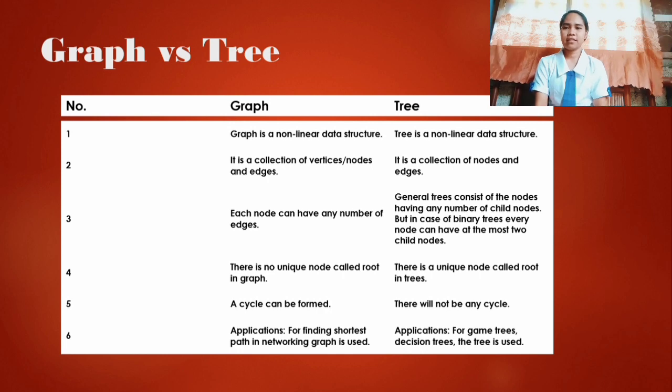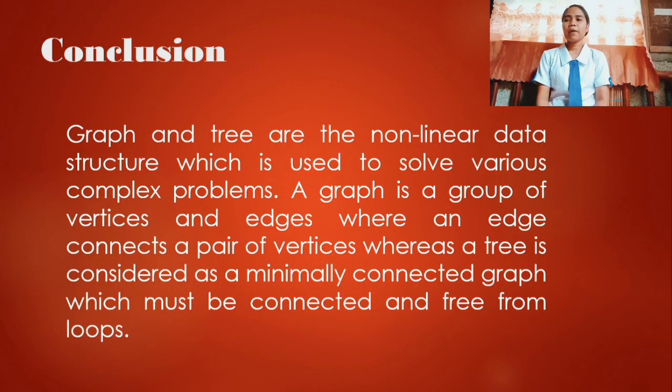Conclusion. Graph and tree are nonlinear data structures which are used to solve various complex problems. A graph is a group of vertices and edges, where an edge connects a pair of vertices, whereas a tree is considered as a minimally connected graph which must be connected and free from loops. That would be all. Thank you.